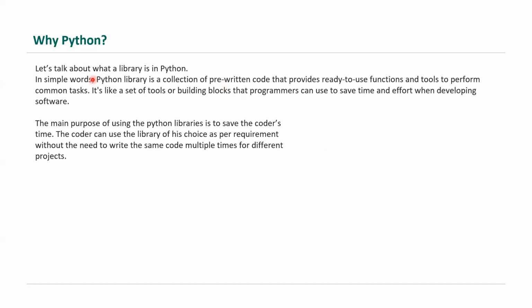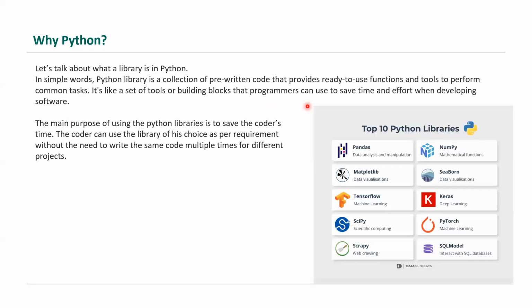What is important in Python are the libraries in Python. In simple words, a Python library is a collection of pre-written code that provides ready-to-use functions and tools to perform common tasks. It's like a set of tools or building blocks that programmers can use to save time and effort when developing software. Some of the important libraries that we're going to see in this class are Pandas, NumPy, Matplotlib, and Seaborn. The rest of them are for machine learning, like TensorFlow, and Keras for deep learning.